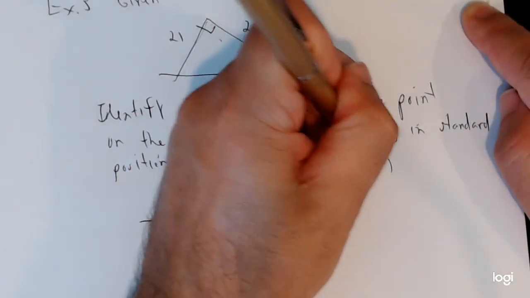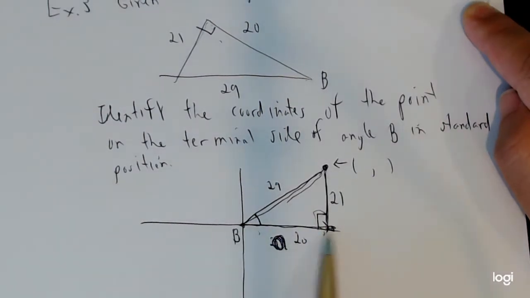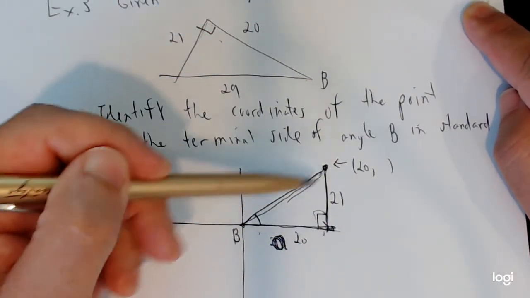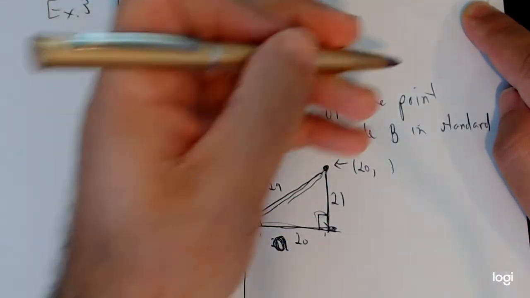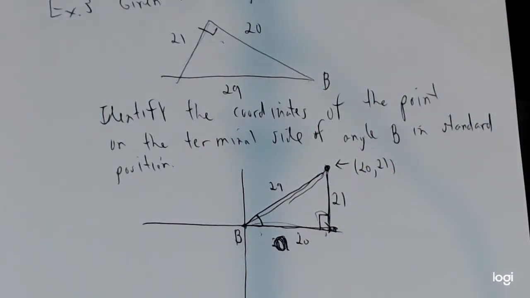So the coordinate would be x comma y. So this is my x, right? This is how much I move to the right. That's 20. And then the y is how much I move up, right? So that's the x, that's the y. So the y value would be 21. Okay? So once you identify the picture appropriately, then you could easily figure out exactly what it looks like.